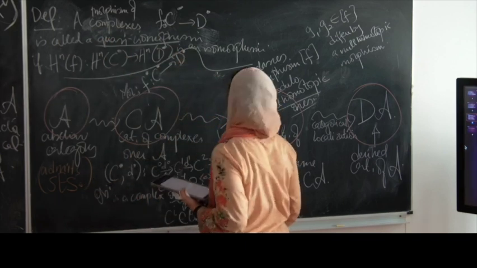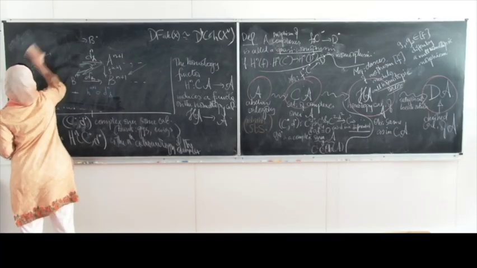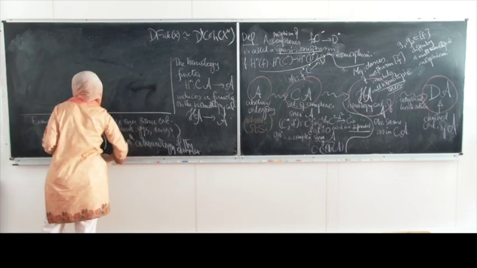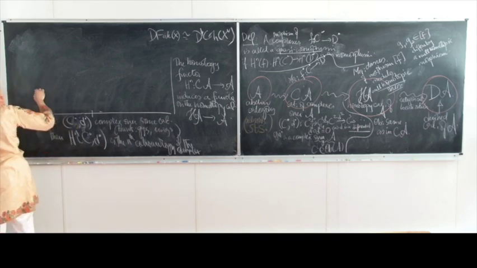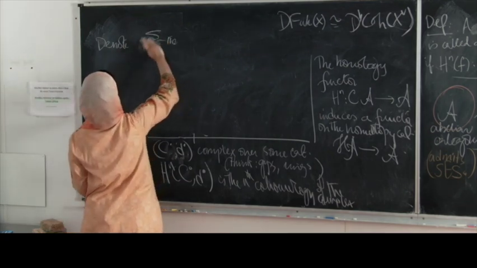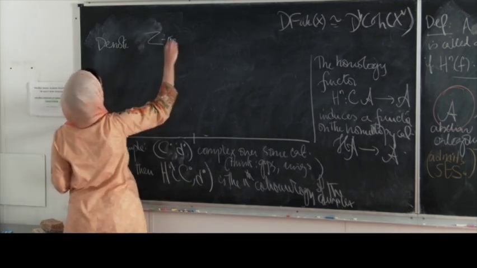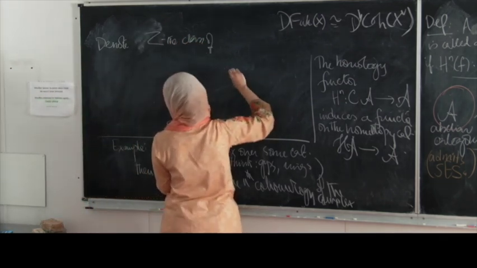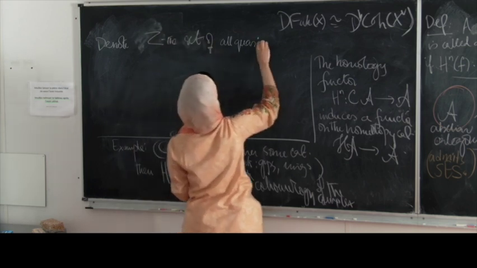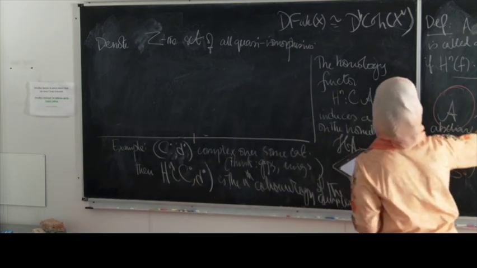And so why is this important? This is important because I'm going to localize the class of these quasi-isomorphisms. This is probably not even the right notation, but just to get the point across, let me denote by sigma, I'll be using sigma later, the set of all quasi-isomorphisms. Okay, we just defined those.